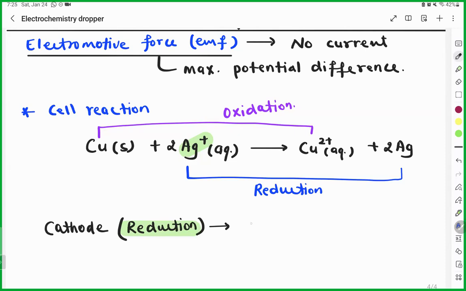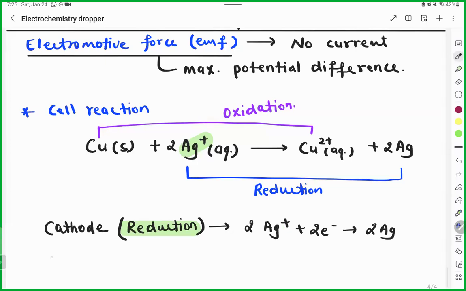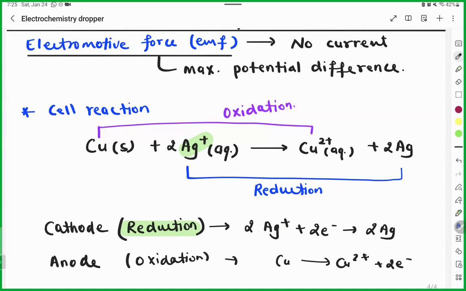Silver. So it means 2 Ag positive will react with 2 electrons, gain of electrons, reduction, and convert into 2 Ag. Correct? So if you know cathode will undergo reduction, it means anode will have oxidation. And if anode has oxidation, then your copper will undergo oxidation by losing electrons. Copper converts into copper 2 positive by losing 2 electrons.